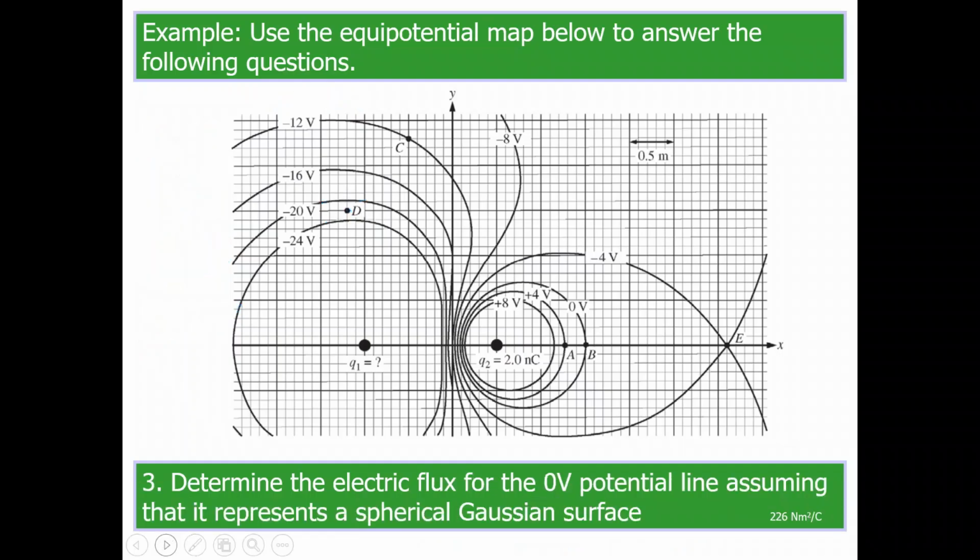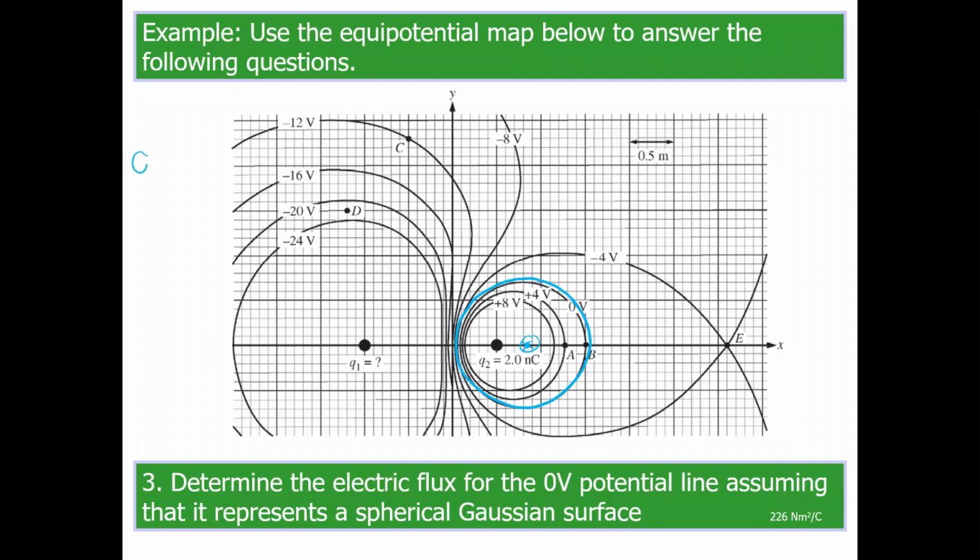So in the next one, we want to determine the electric flux for that 0 volt potential line. So here's that 0 volt potential line, under the assumption that it represents a spherical Gaussian surface. So we can picture that this is a spherical surface that is coming out. Notice that Q2 is not in the center. The center of that surface is going to be somewhere over here. Q2 is a little off center, and that's okay, because to do Gauss's law, it doesn't matter where Q2 is as long as it is inside of the Gaussian surface.